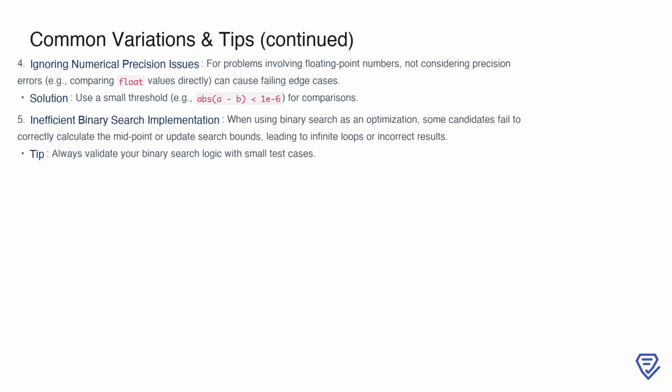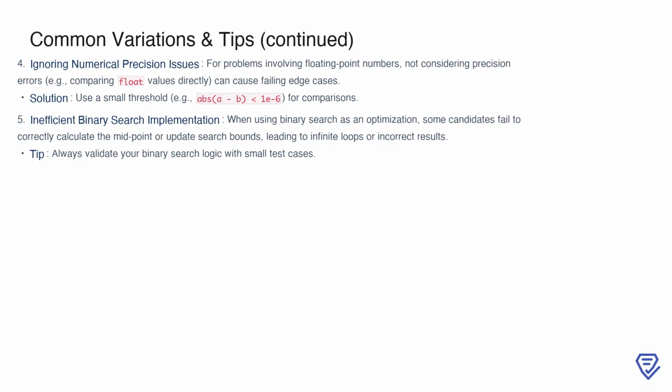Another area where candidates often struggle is with numerical precision issues. Since this problem involves floating point calculations, directly comparing values can result in subtle errors. Instead, use a small threshold like 1e-6 to compare values for equality. This ensures your solution is robust against precision-related edge cases.